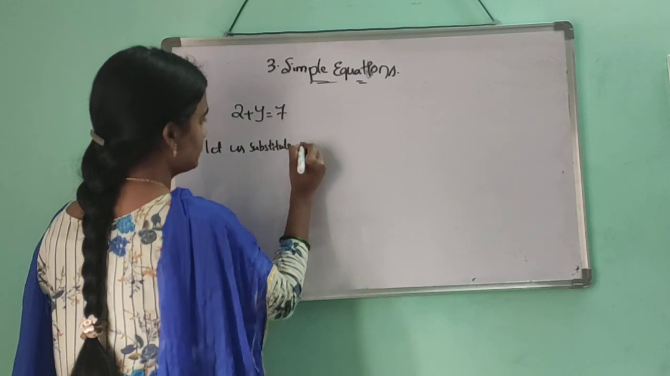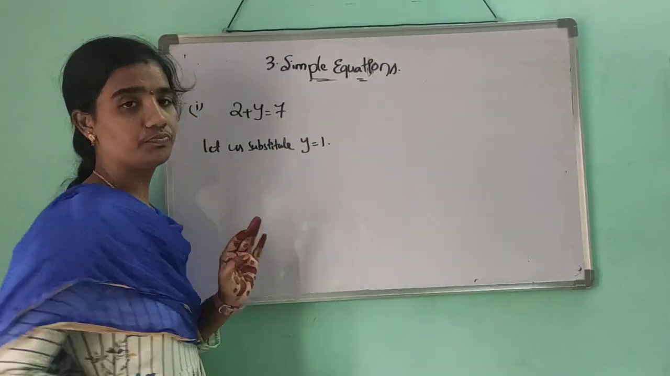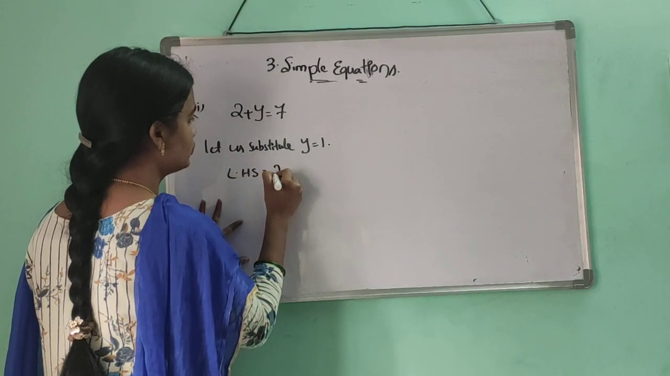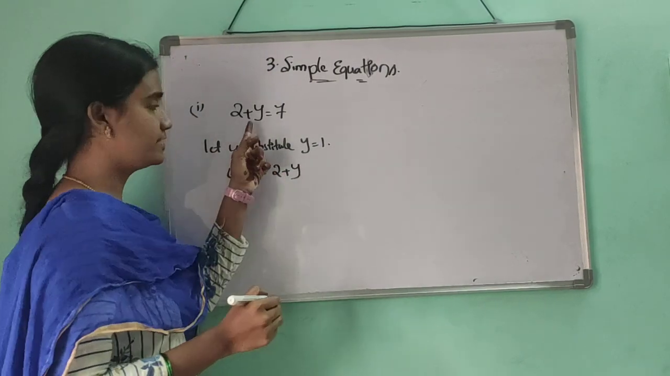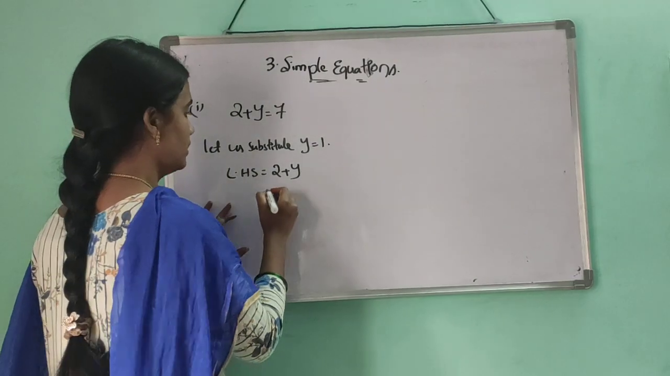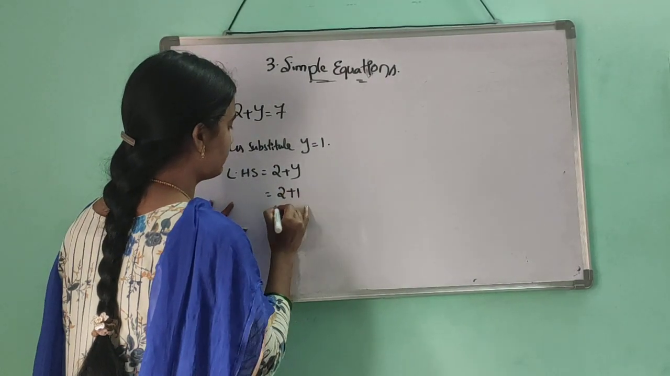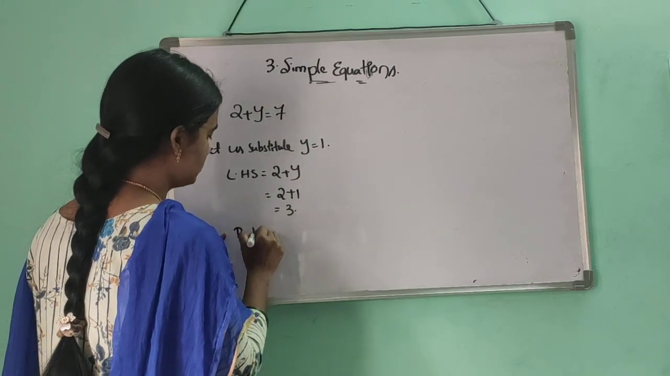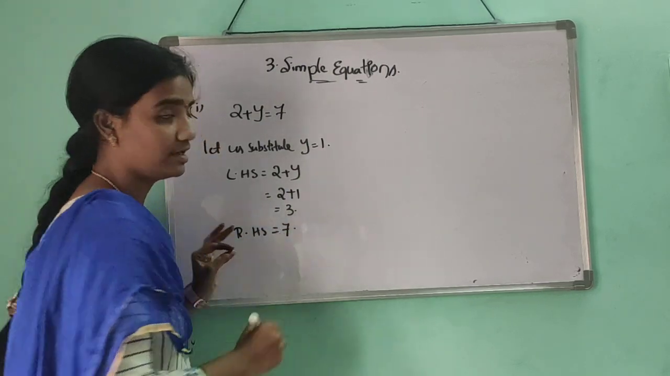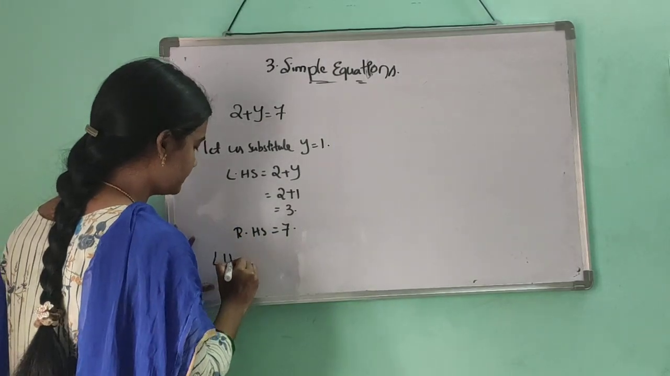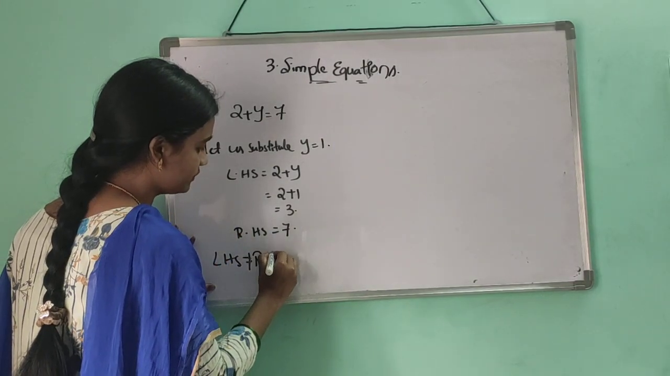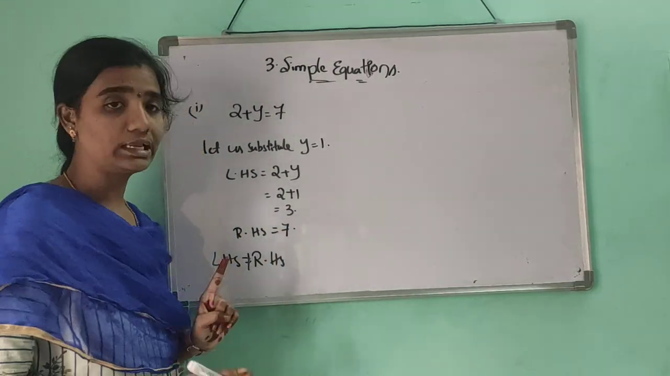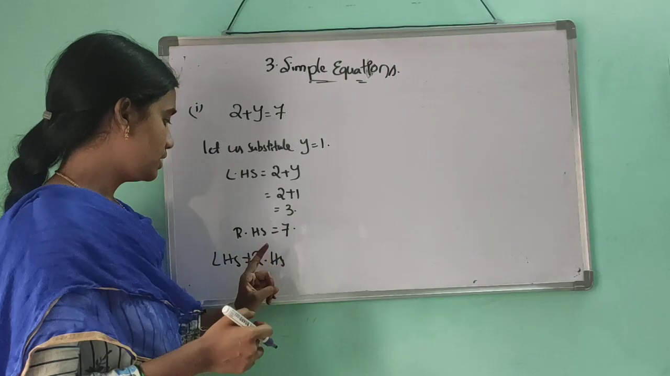Let us substitute y equal to 1. LHS equal to 2 plus y, so 2 plus 1 equal to 3. RHS is equal to 7. So LHS is not equal to RHS. Why? Because the LHS value is 3 and the RHS value is 7.